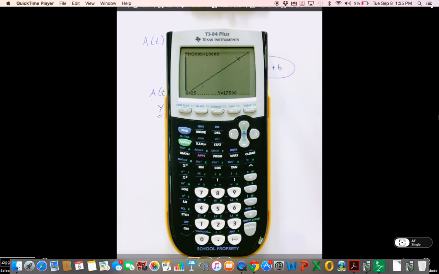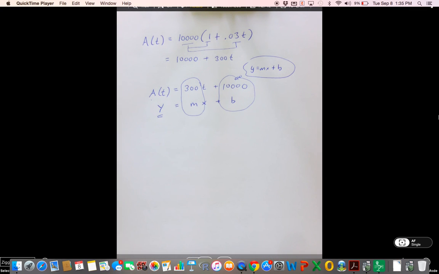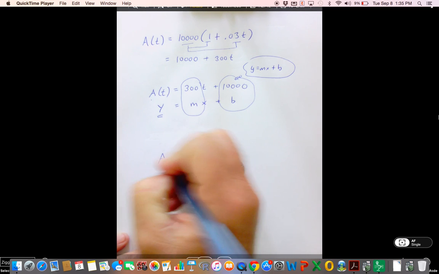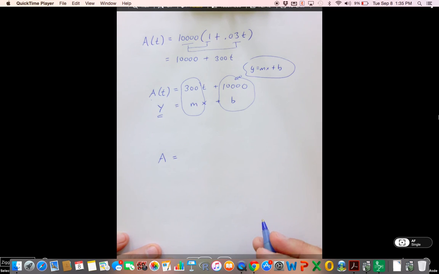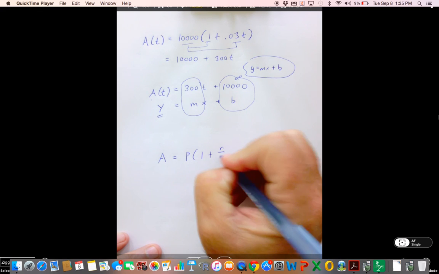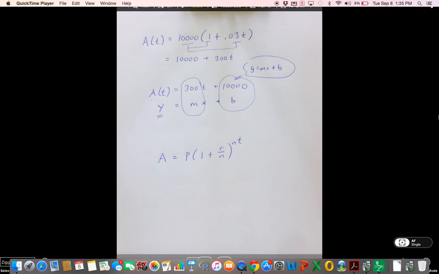Now, all that is fine and dandy, and it works. Linear functions do pop up in mathematics, but in business applications, I should say. But the function that we encounter most in this class looks like this.